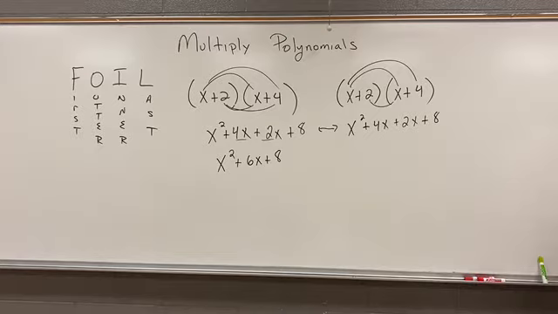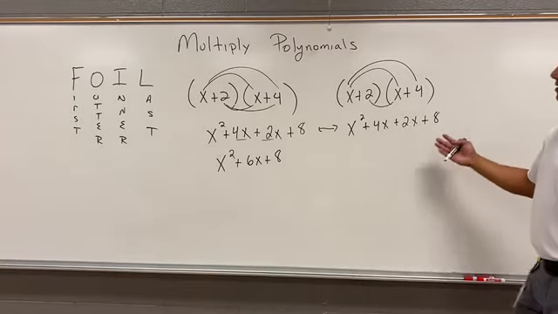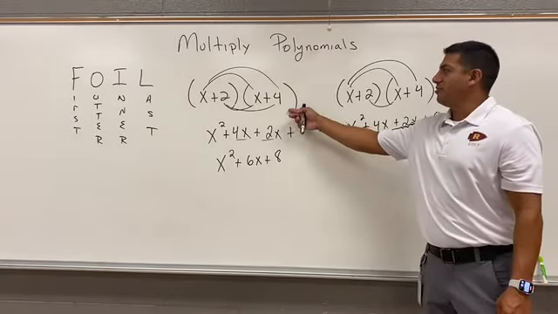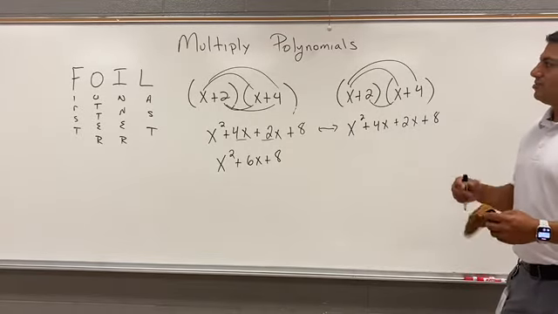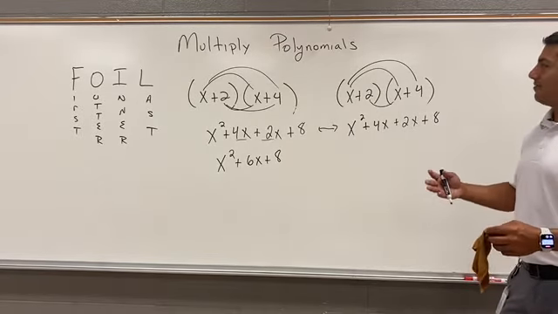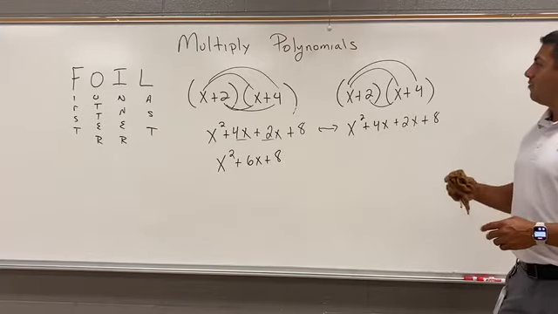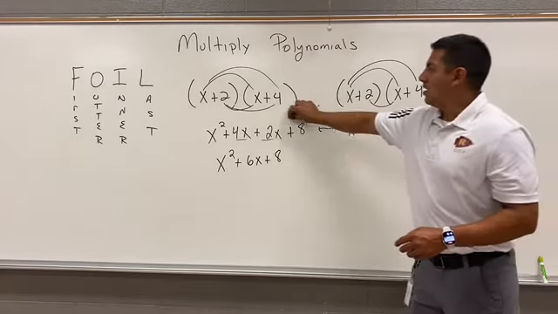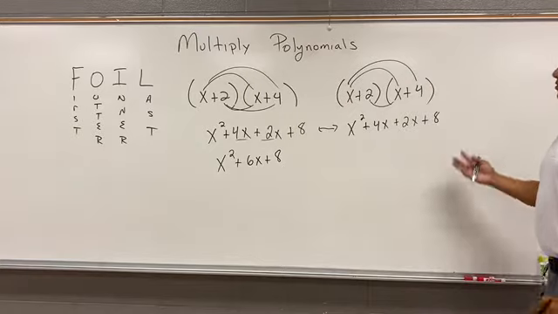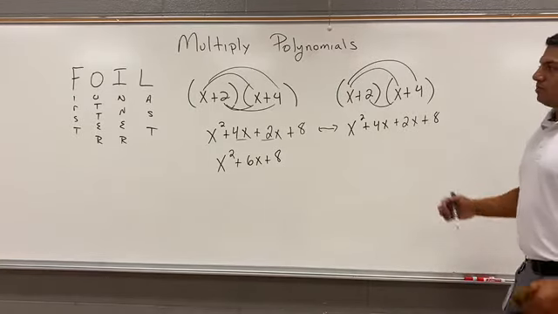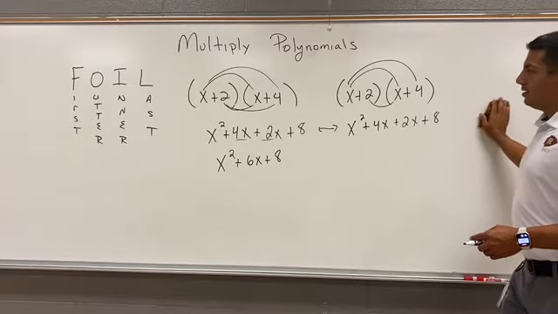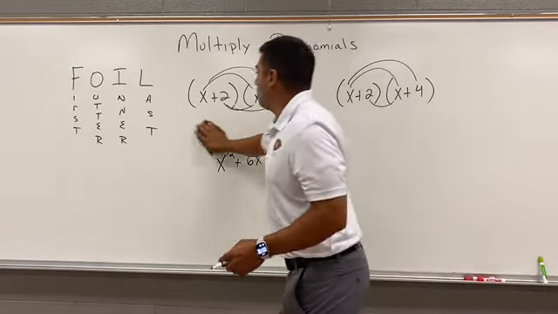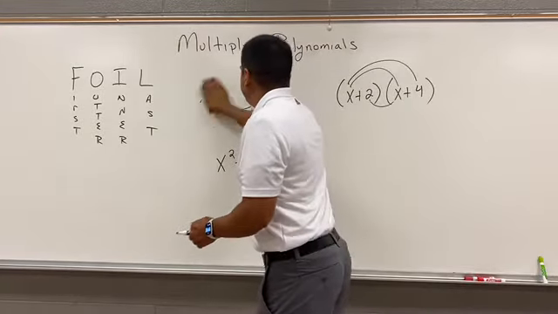result in both ways. The FOIL method is nothing more than the distributive property twice, but it's an easy way to recognize and remember that we have to do the distributive property for both terms. So I always refer to the FOIL method anytime we're multiplying polynomials together or binomials together, and you'll hear me talk about that quite a bit. So let's look at another one.